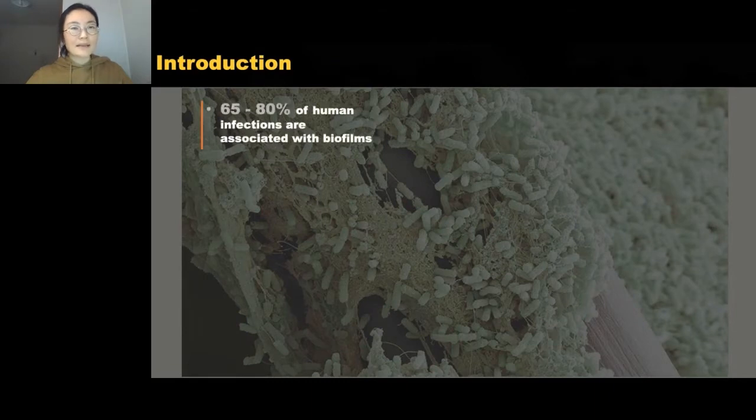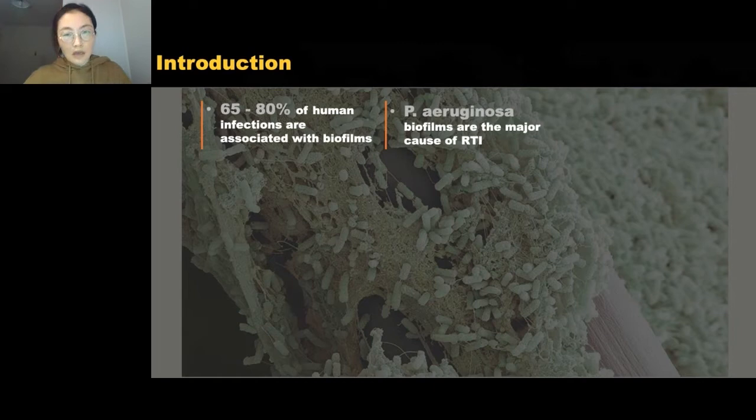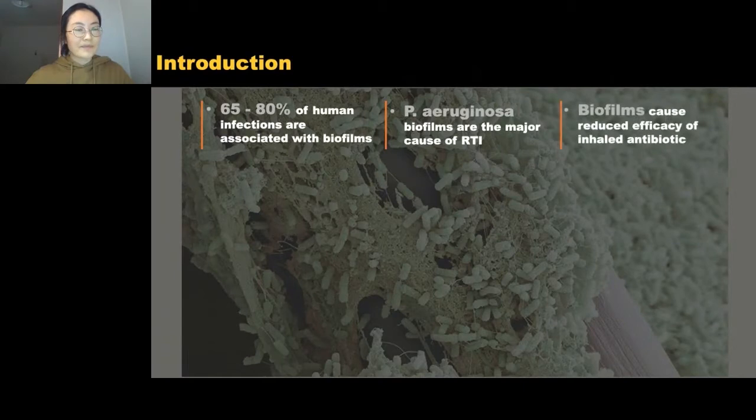It has been estimated that 65 to 80% of human infections are associated with biofilm, with Pseudomonas aeruginosa biofilms being the major cause of hospital and ventilator-associated pneumonia and responsible for many chronic lung infections. The reduced efficacy of inhaled antibiotics is due to the presence of bacterial biofilms.